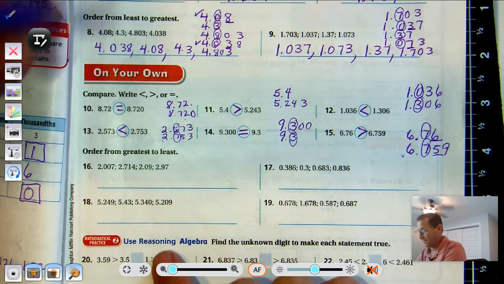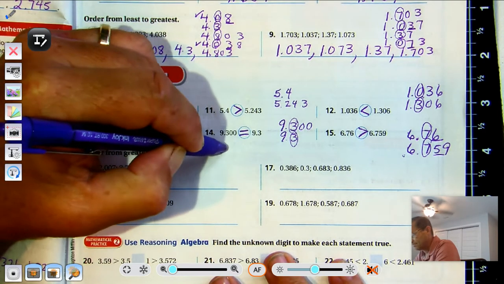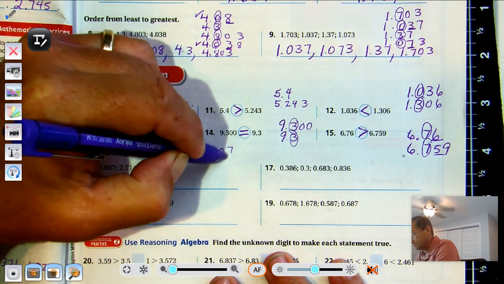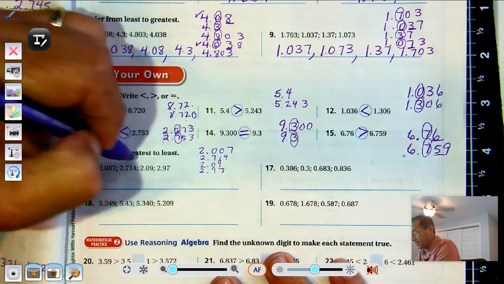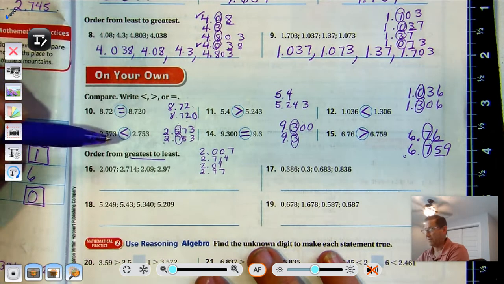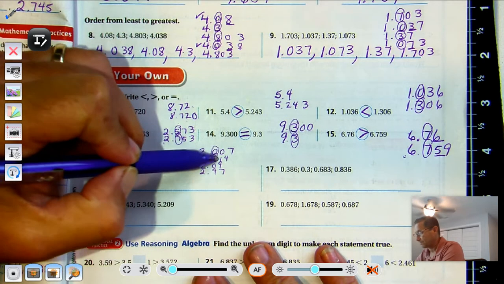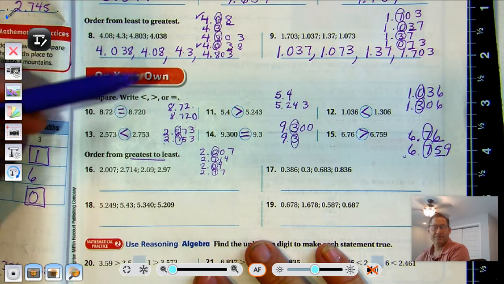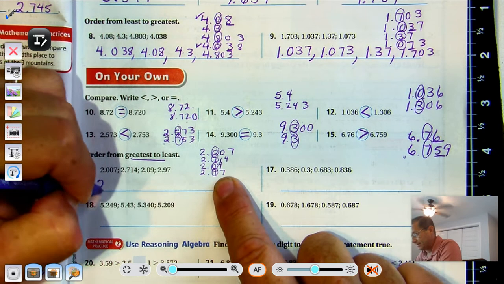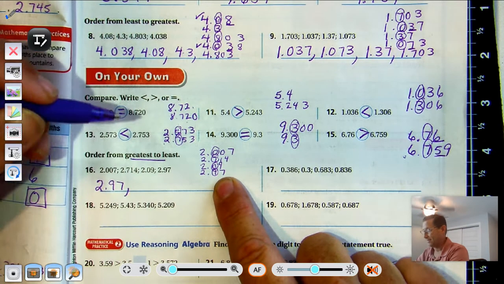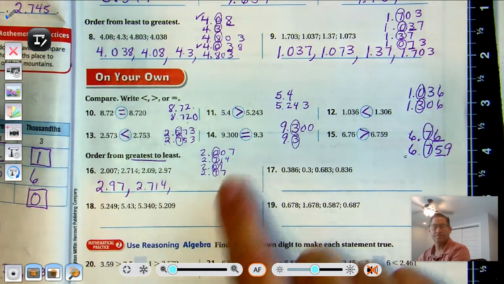All right, 16. Order these numbers from greatest to least. Greatest to least. So we're looking for the number that is the greatest. The 2's are all the same. 0, 7, 0, 9. The 9 is the greatest. So 2.97. The next greatest is 2.714.